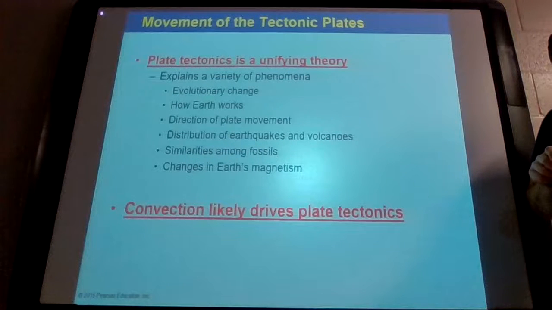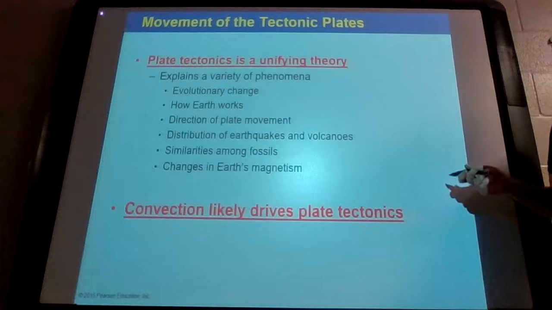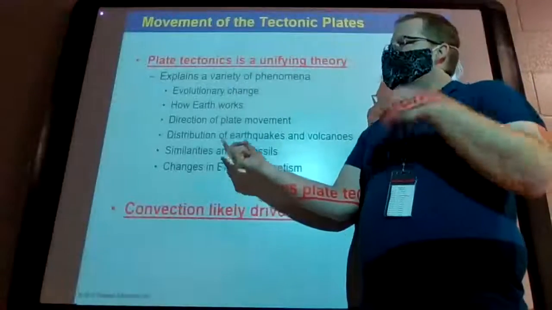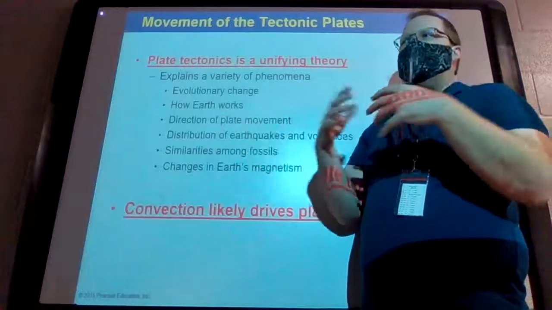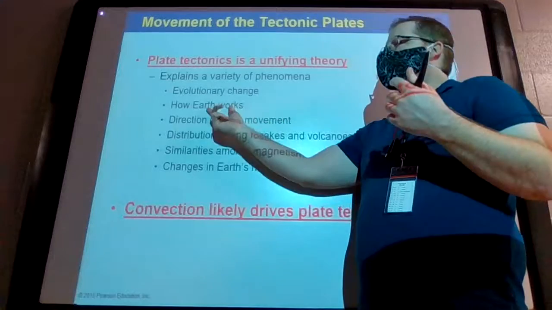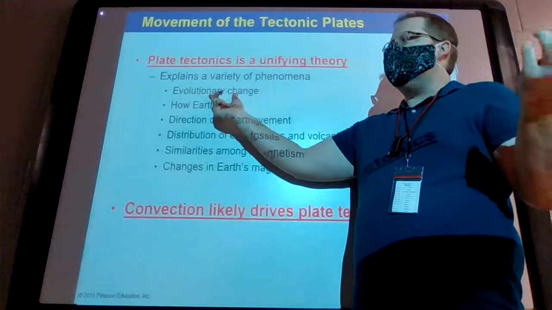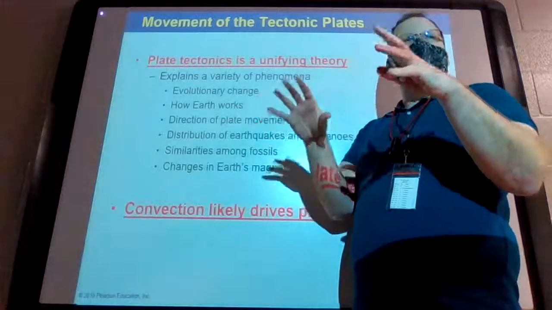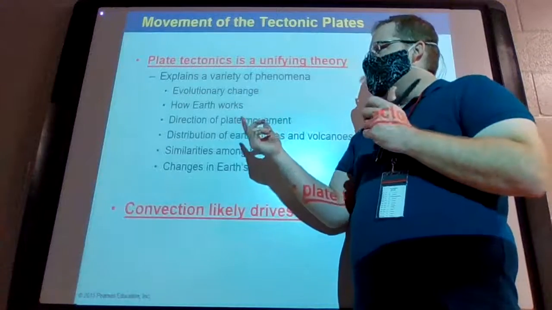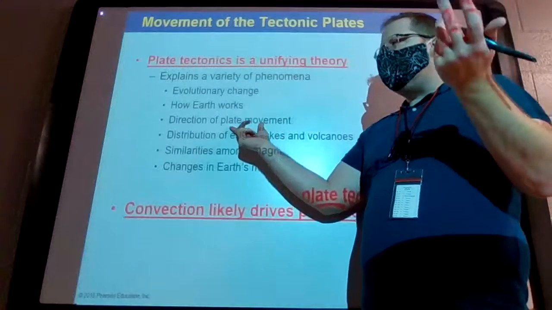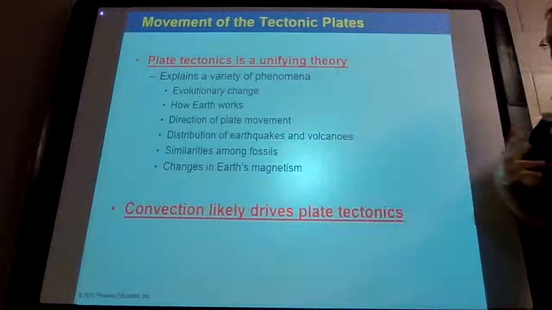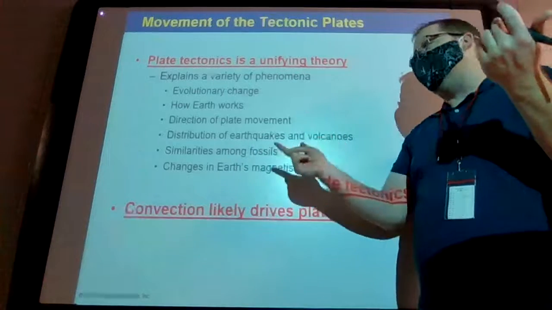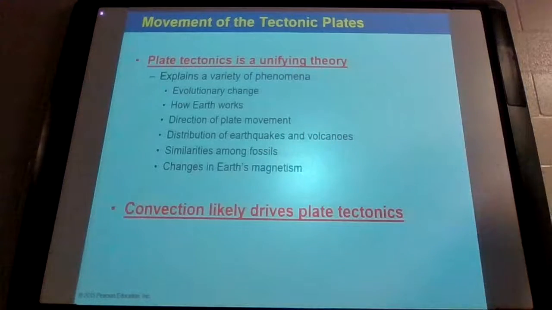Let's see. Plate tectonics is a unifying theory. So they're talking about plate tectonics and how it solves a lot of problems that we've seen. So they have the bullet points here for all the different things that plate tectonics kind of fixes for us. So how the Earth works, evolutionary change, because we see different animals evolve in different ways. Knowing that they were isolated on a certain continent or a certain island helps out with that. How the plates are moving, we can actually see that now with GPS. So we see that the plates are moving, and this helps explain it. The distribution of where our earthquakes happen, where our volcanoes happen, similarities among fossils that we see, and changes in the Earth's magnetism.